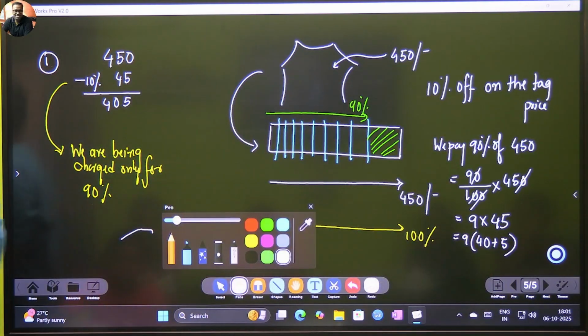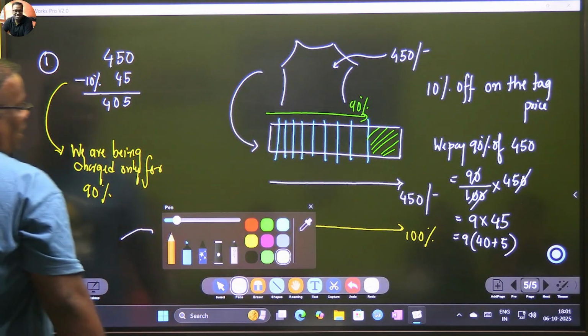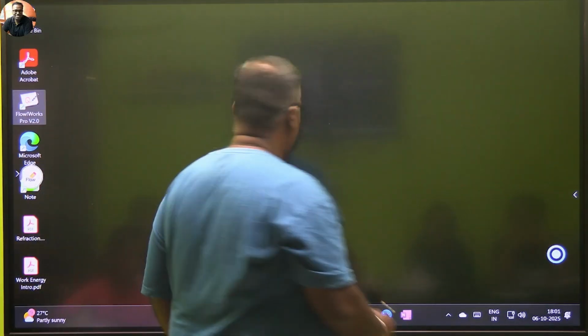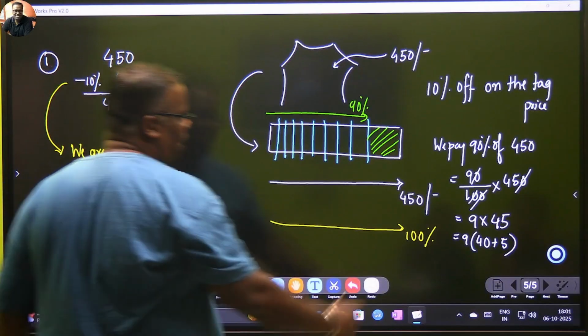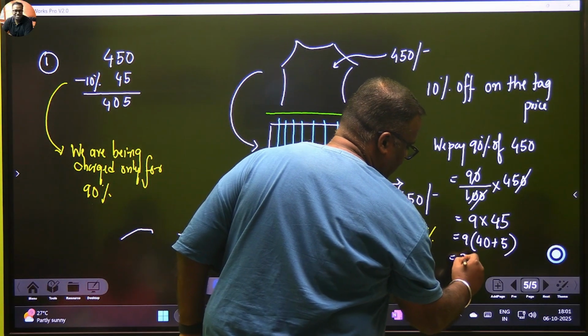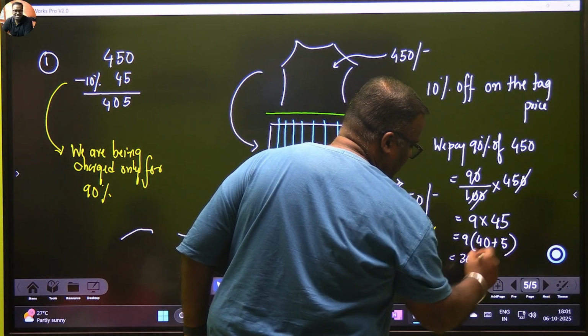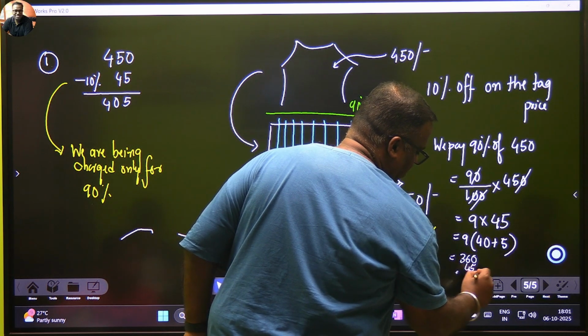Okay, 9 into 40. I'm just increasing the volume. Why 40 plus 5? How much is it? Okay, it's there. How much is 9 into 40? 360? 9 fives are 45. Enter the total 5 and see.